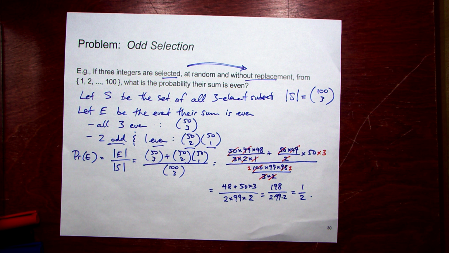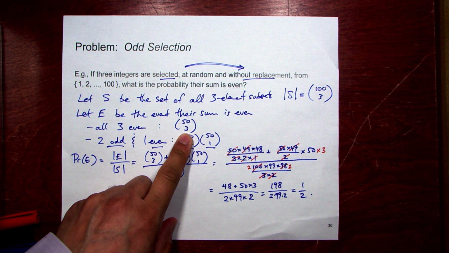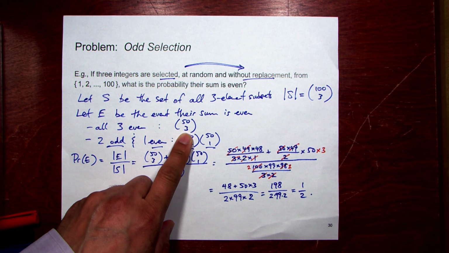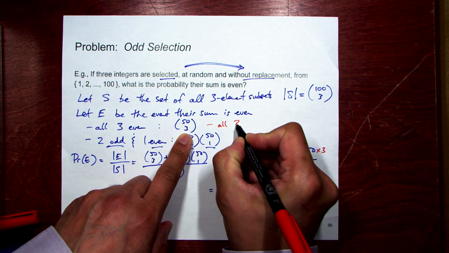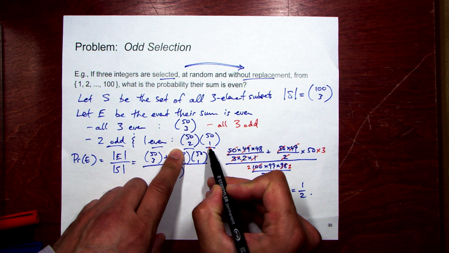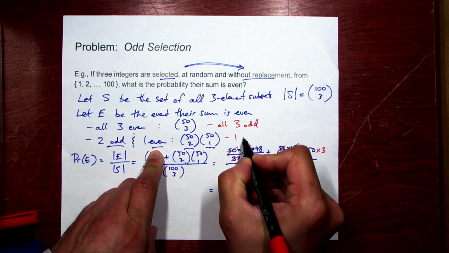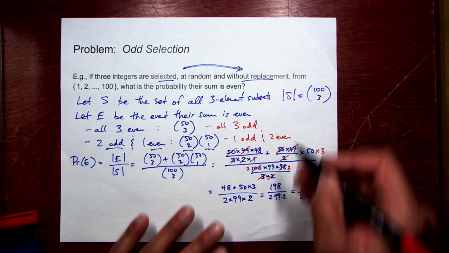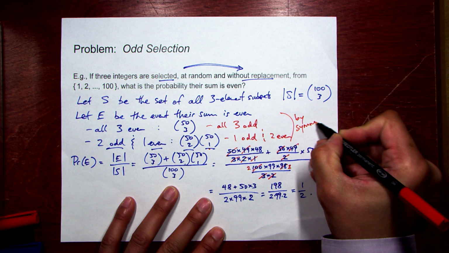But if you look back at what might have made this thing odd, just think about the opposite case, the complement case. You might have all three being odd, which would be 50 choose 3. Or you might have one odd and two even. These are the exact same cases as the even case, and since they're equal, it must be 50%. So this is by symmetry with the complement case.